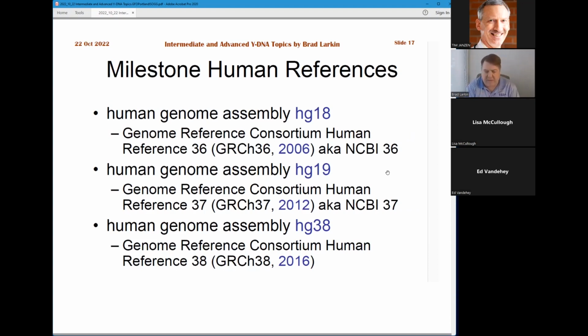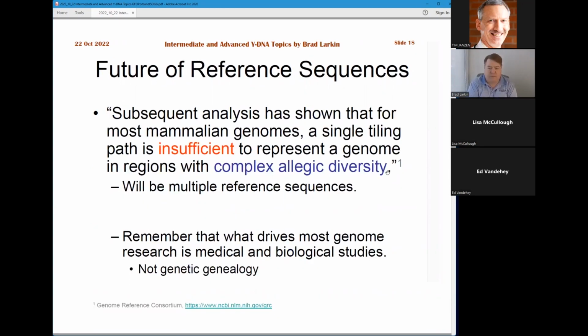In the scientific literature, most of it is still reported and done with HG19. Subsequent analysis has shown that for most mammalian genomes, a single tiling path is insufficient to represent a genome in regions with complex allelic diversity. This is forward looking, but there will be multiple reference genomes in the future. HG38 is probably the last one where we say, okay, there's one master set.